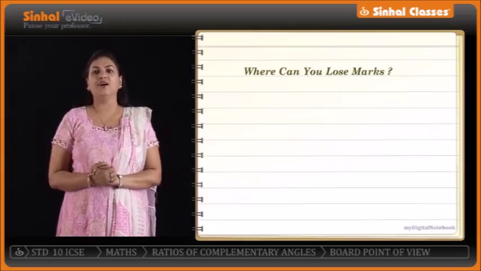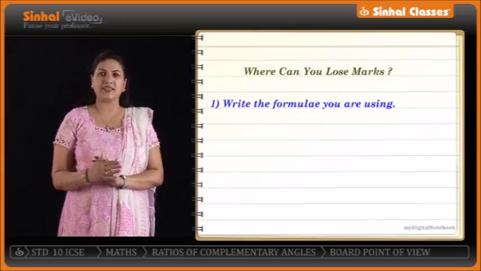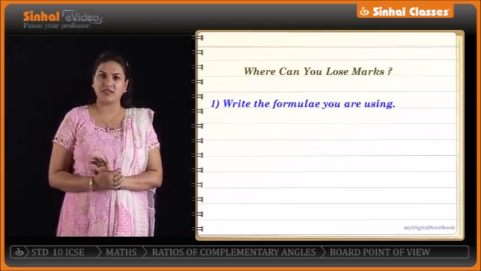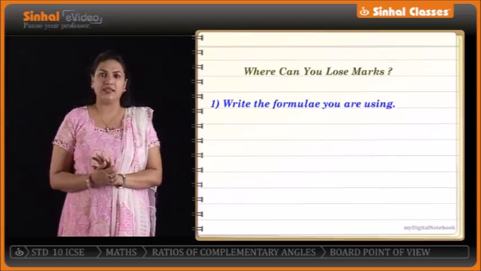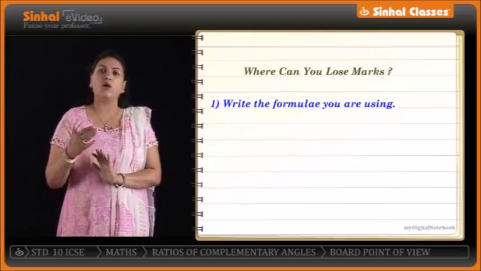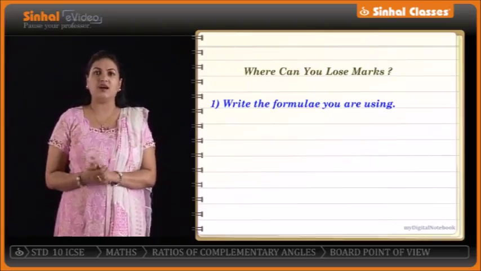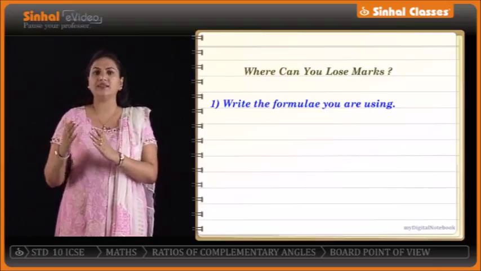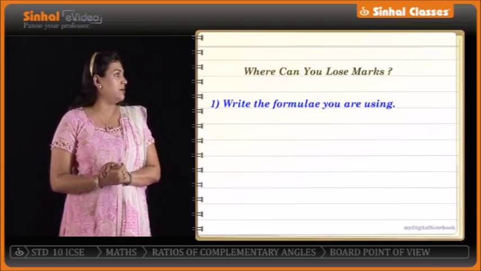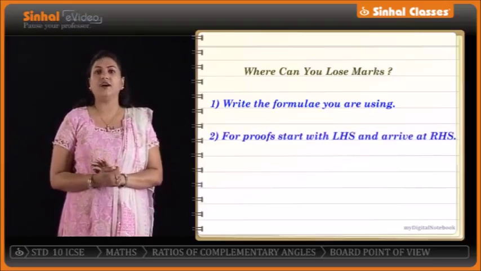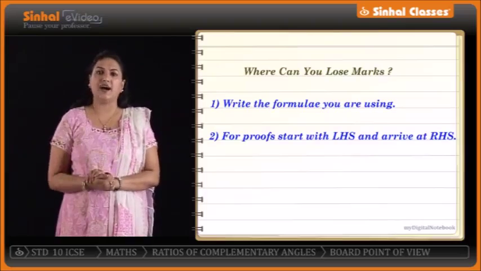Always remember to write down the formula that you are using, that is sin theta equals cos 90 minus theta, or cos theta is sin 90 minus theta, and so on. Also write cosec theta is 1 upon sin theta, or sec theta is 1 upon cos theta, and so on. Also remember, whenever you are solving a proof, always start with LHS and arrive at RHS.